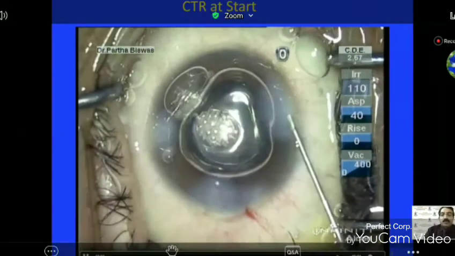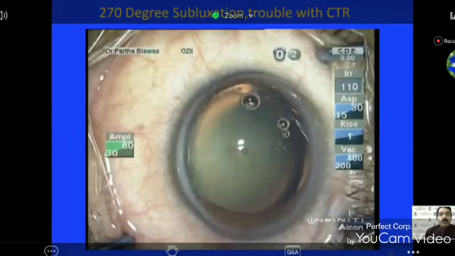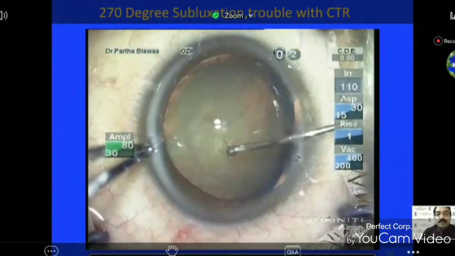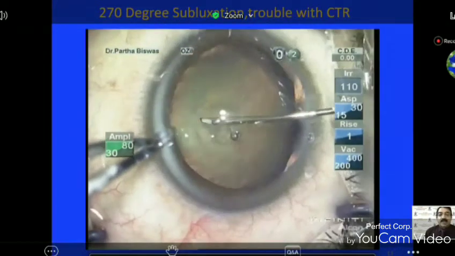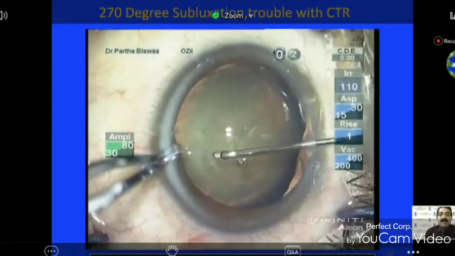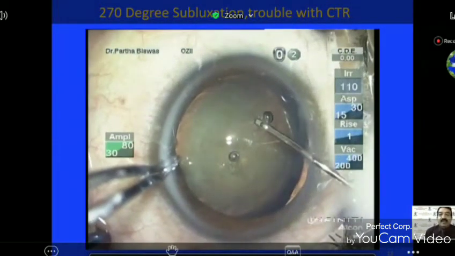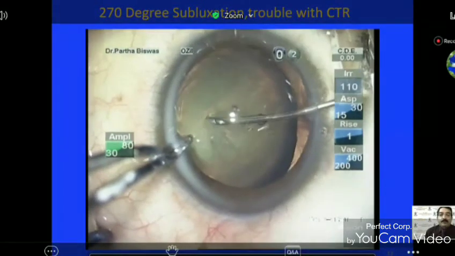Let's look into another situation where we have nearly 270 degrees of subluxation, and we have a little bit of trouble with the CTR. I'm going to show you that removal of the CTR might give trouble at different times. Here, as you can see, I've started the rhexis in a quadrant opposite to the quadrant of subluxation, and I'm taking it up with the cystotome.